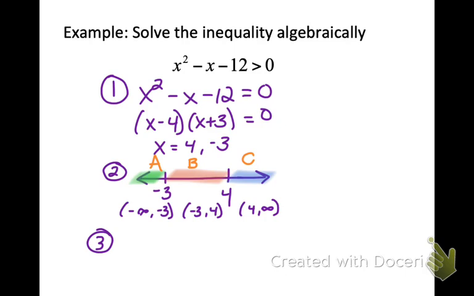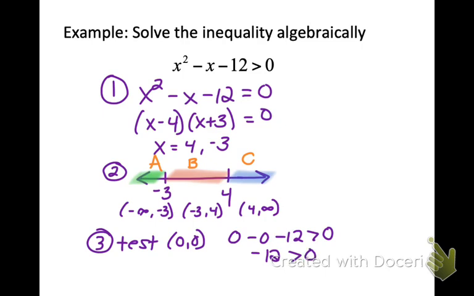Yeah? Okay, so let's test 0, 0. So test an ordered pair, preferably 0, 0 if you can. If 0 is an x-intercept, then you can't use 0, 0. And plug it in. We end up with 0 minus 12 greater than 0. Negative 12 is not greater than 0. So which interval does 0, 0 fall in? A, B, or C? B. So 0 falls in B. So it's not B, which means it has to be A and C for your solutions.